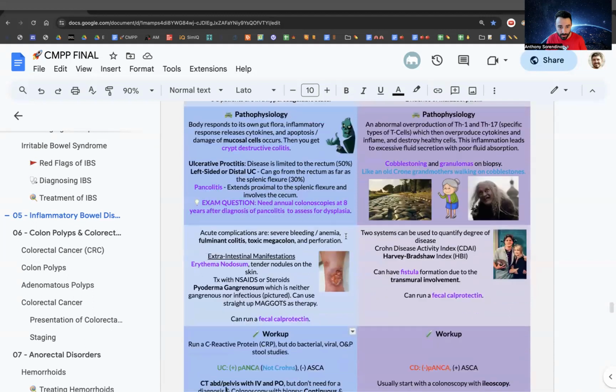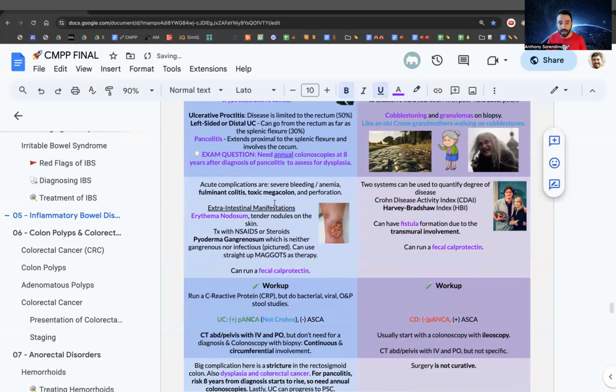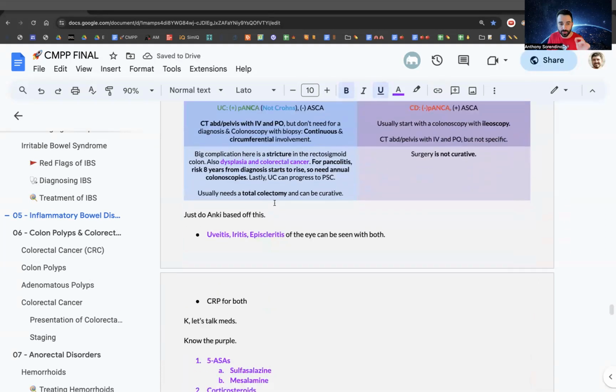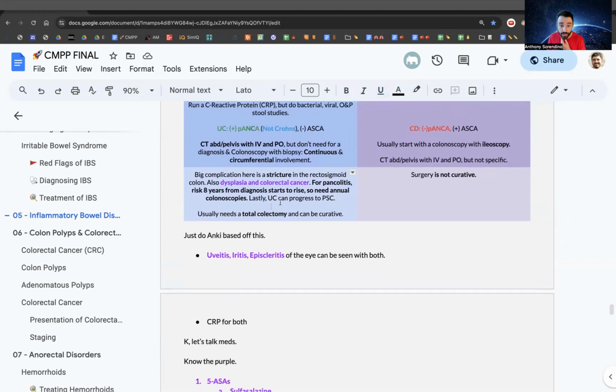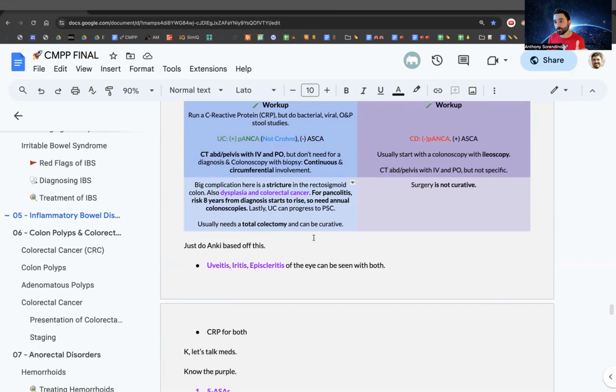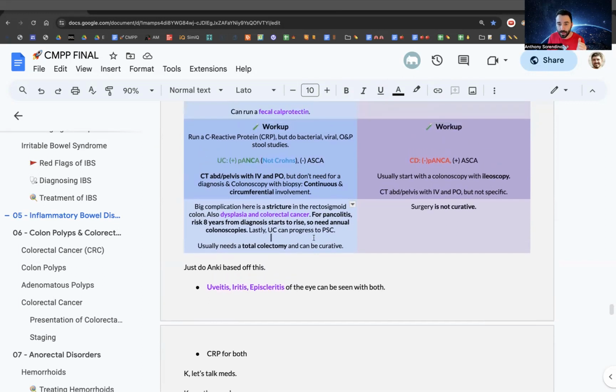That's what I was missing up here. Oh, yeah. Oh, no, actually, I have it up here. Annual colonoscopies 8 years after diagnosis of pancolitis with ulcerative colitis, because we want to look for dysplasia and colorectal cancer. Okay. Ulcerative colitis can progress to primary sclerosing cholangitis, which we learned about in the last exam. For Crohn's, surgery is not curative here, so definitely know that.